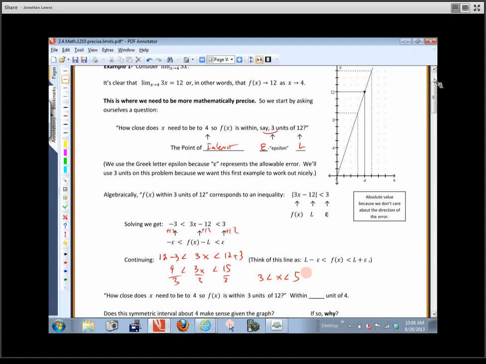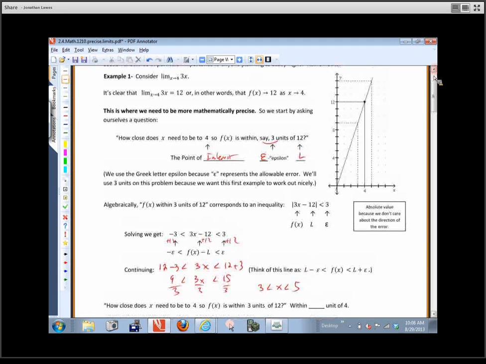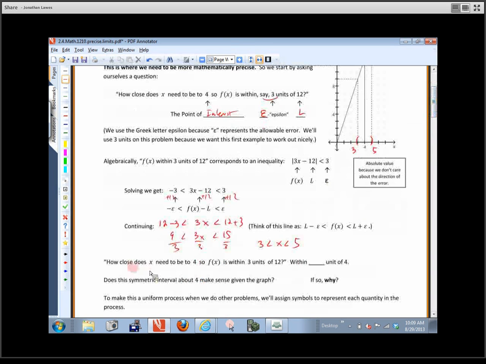So remember how this question started out. If you want to be within 3 units of 12, how close do you have to be to x? Well, you've got to be between 3 and 5. Well, 4 is smack dab in the middle of that little interval there. So if we said, how close do you have to be to 4? How close does x need to be to 4?